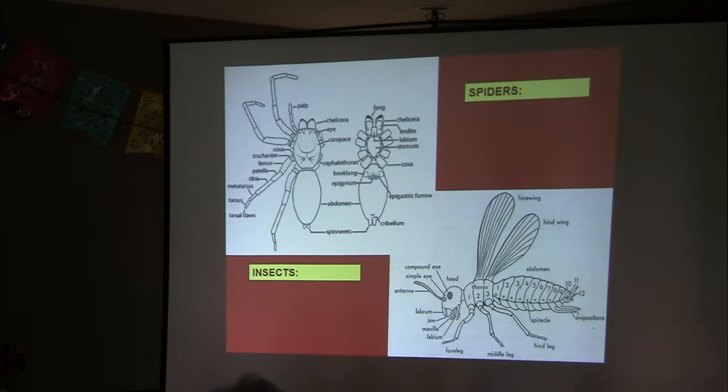The number of legs. Number of legs? No. Two segments instead of three, right? Two instead of three? No. No wings on a spider? What else? Spinnerets. Yeah. Marble stage.